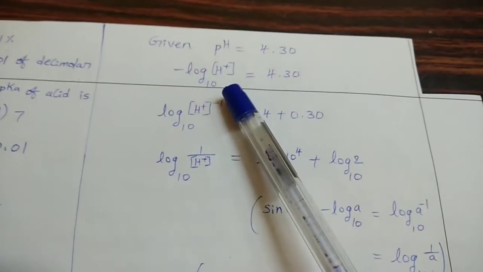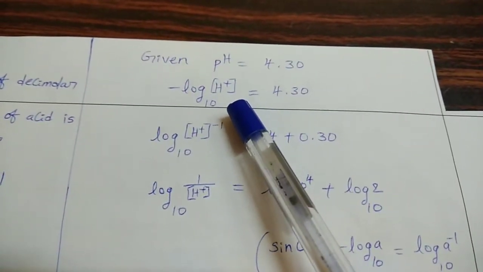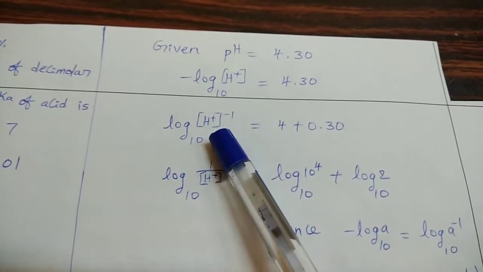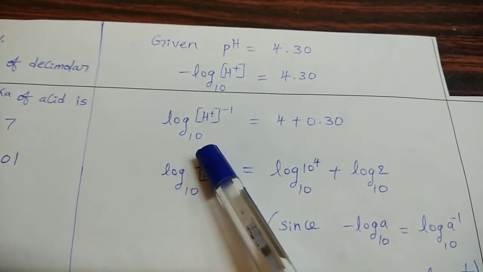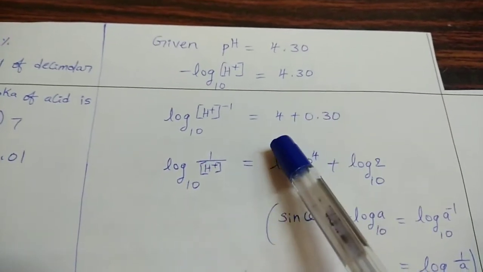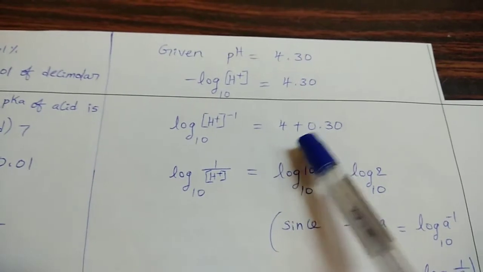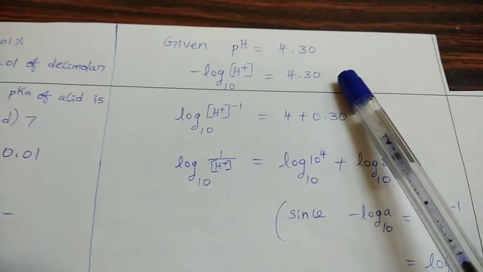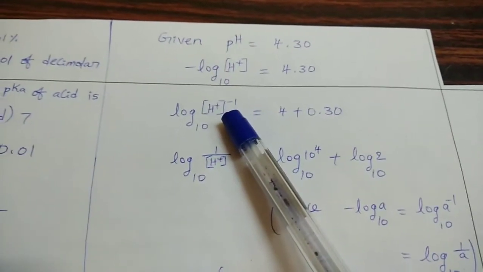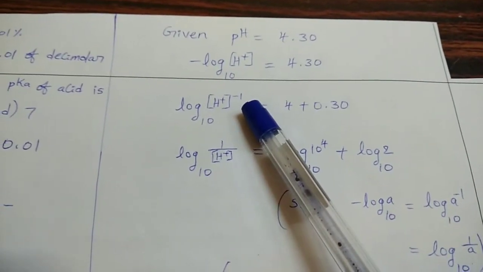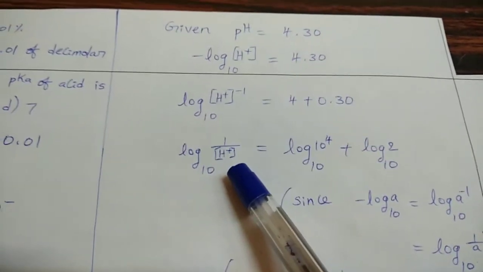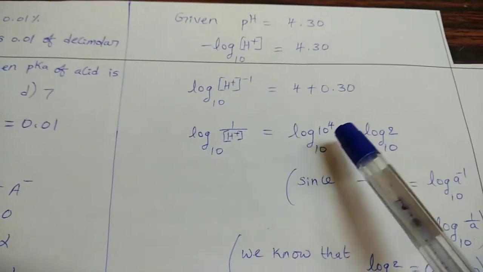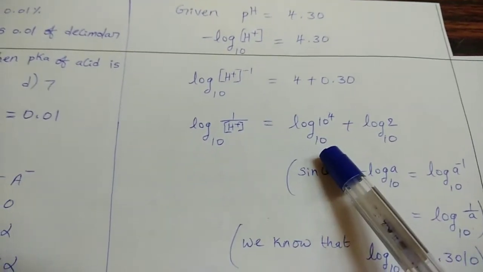pH means minus log of H plus ion concentration base 10, that is this one. From this we can write like this: log of H plus ion concentration power minus 1 base 10. This 4.30 I am writing in two values, 4 plus 0.30. If we add these two, again we can get this one. Okay. Now from this, H plus ion concentration power minus 1 means we can write 1 by H plus ion concentration. This 4 we can write like this: log of 10 power 4 base 10.